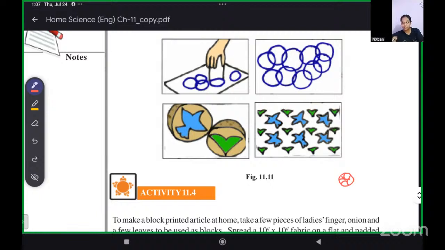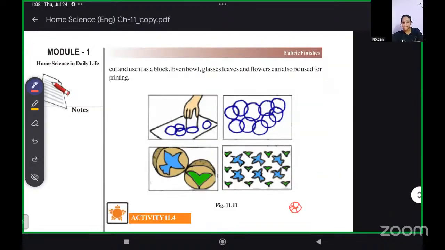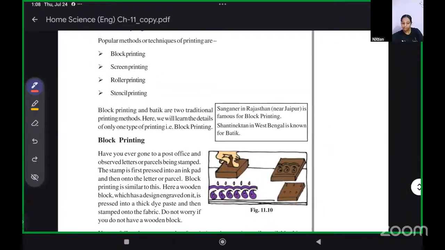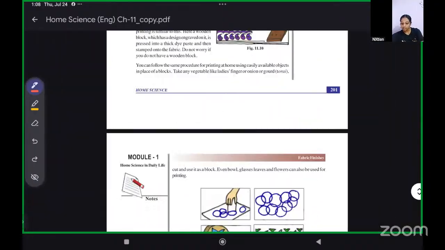But block printing, they have wooden blocks, and designs are engraved on the wooden blocks. So it's put in paint and then it's pressed on the fabric. So the design will come on the fabric. This is known as block printing.